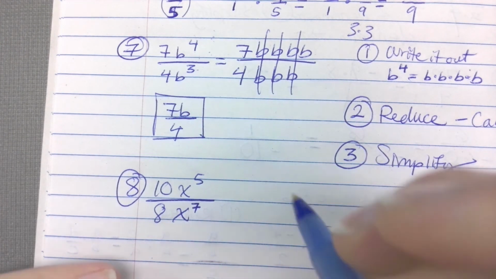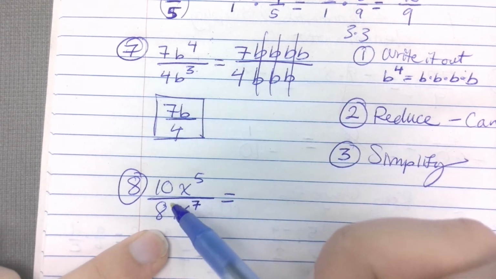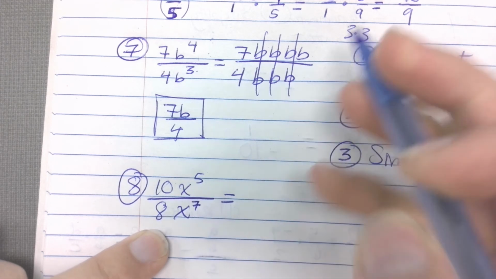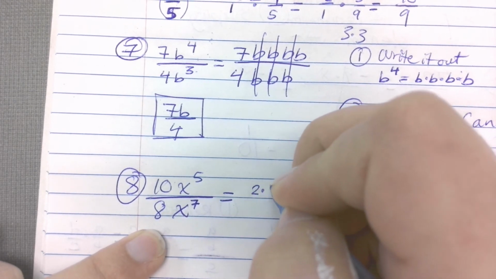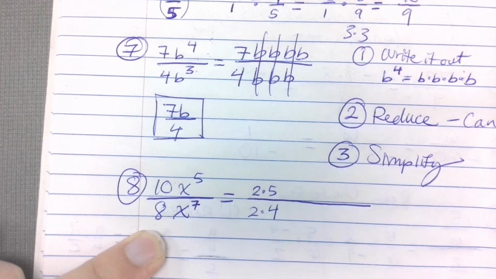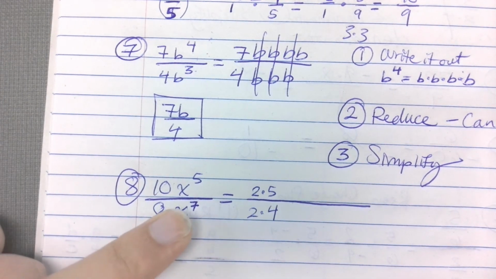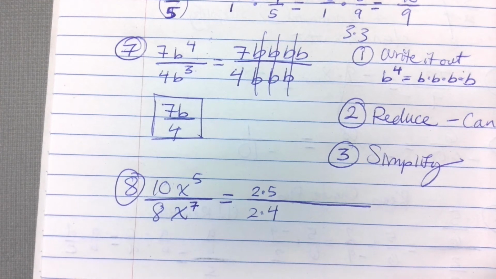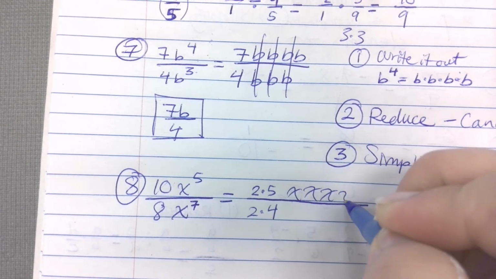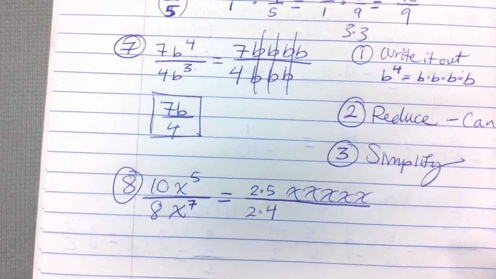Let's break it down. First of all, let's look at the numbers. Can the 8 and the 10 break down to something that will cancel out? Yeah, I'm going to think of this as 2 times 5, and I'm going to think of this as 2 times 4. How many X's do I write on the top? 1, 2, 3, 4, 5. How many on the bottom?